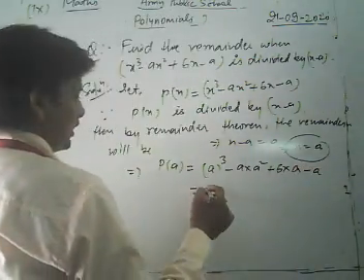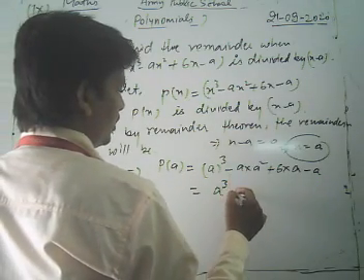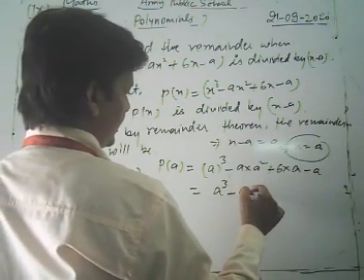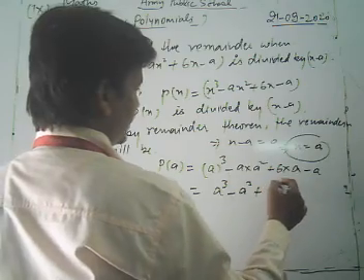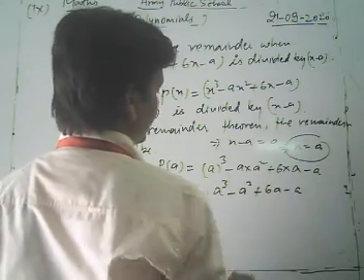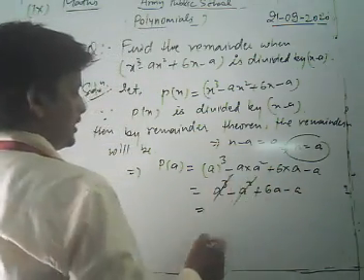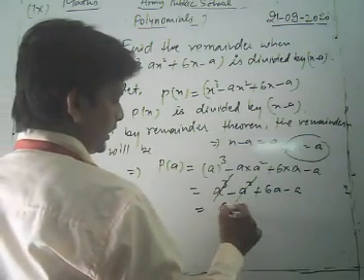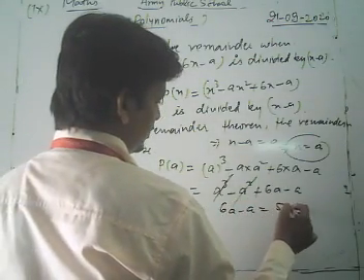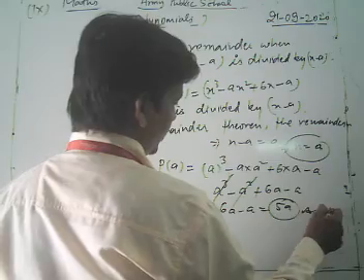Now what I get here: a cube minus a cube plus 6a minus a. So we get a cube minus a cube, we cancel each other. So here what I get, 6a minus a means 5a. This is our required answer.